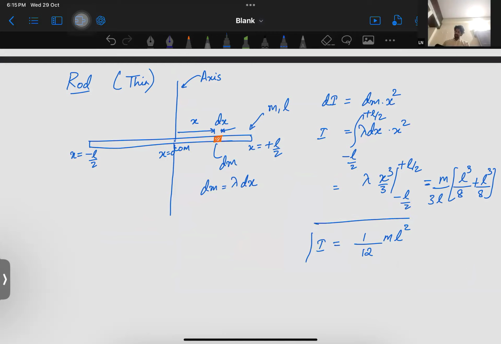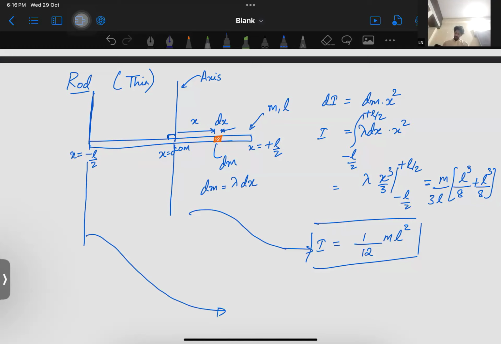Fine. This is done. This is done for your MI about which axis? About the center of mass axis and perpendicular to the length of the rod. Fine. Now let's find out the MI about... You have to remember this one. Okay. Now let's find out the moment of inertia about which axis? About an axis which is this way. This way. And passing through one end, and it is perpendicular to the length of the rod. Right? This I value we want to find. This one is okay. Now we are going after this one.